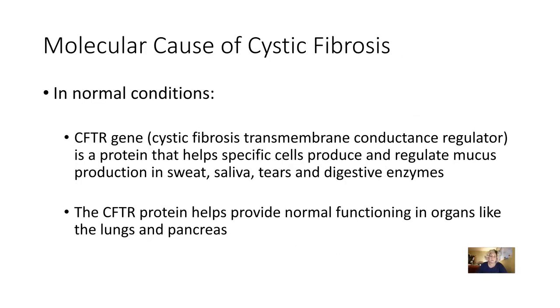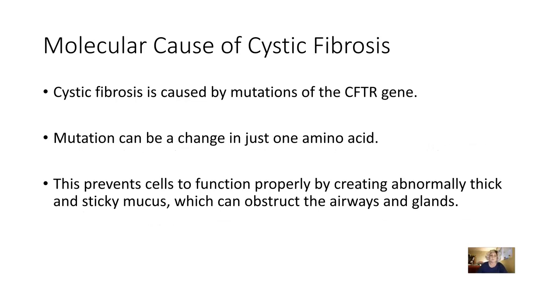Molecular cause of cystic fibrosis. In normal conditions, the CFTR gene provides instructions for making cystic fibrosis transmembrane conductance regulator, a protein that contributes to the regulation of ions, like salts, going in and out of cells. These cells are special in that they produce mucus for sweat, saliva, tears, and digestive enzymes. In addition, the CFTR protein also regulates salts that cross in and out of cells for the purpose of creating normal functions in organs like the lungs and pancreas.